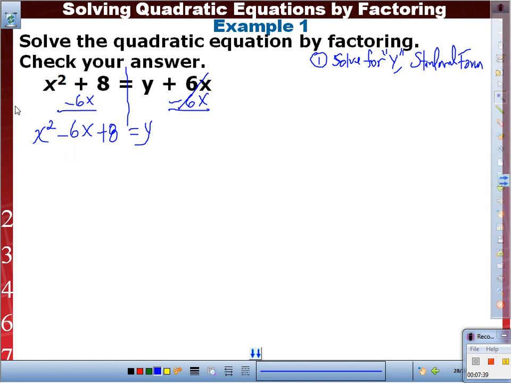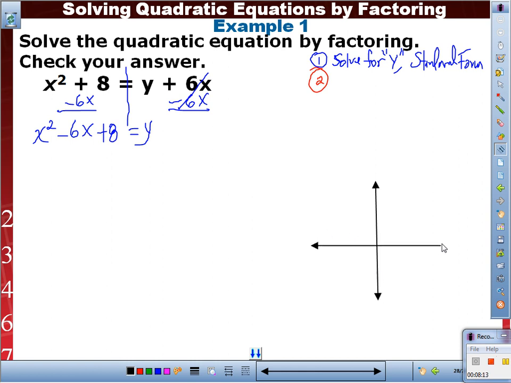Because I could have written negative 6x plus x squared plus 8. Was that in standard form? No, therefore standard form. Okay? That was step 1. Let me go to step 2. Check this out. For step 2, before I do step 2, I want you guys to understand what we did last week. Here it goes.